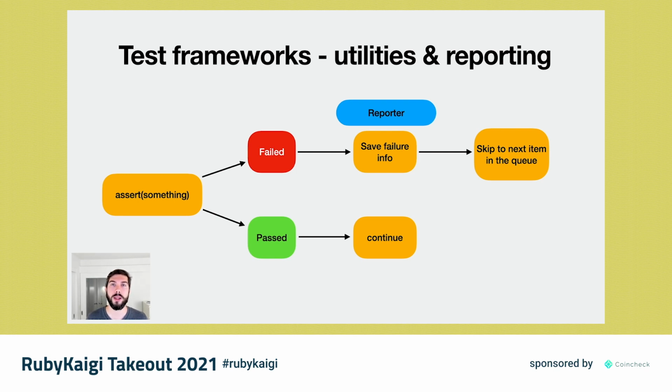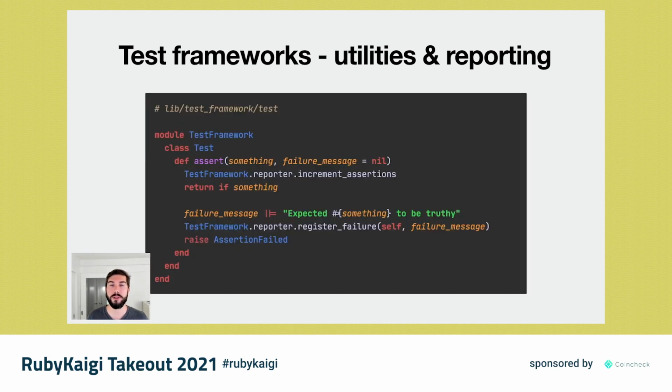So this is what it would look like in code. We begin the assert method by incrementing the total number of assertions, so just some statistics. The happy path here, if something is truthy, we return early, so nothing happens. But if we fail, then we continue on this method, and we can register that failure with some information. In this case, we're using a failure message and the current instance of the test, so we have as much information available as we need to display a nice message at the end for our users.